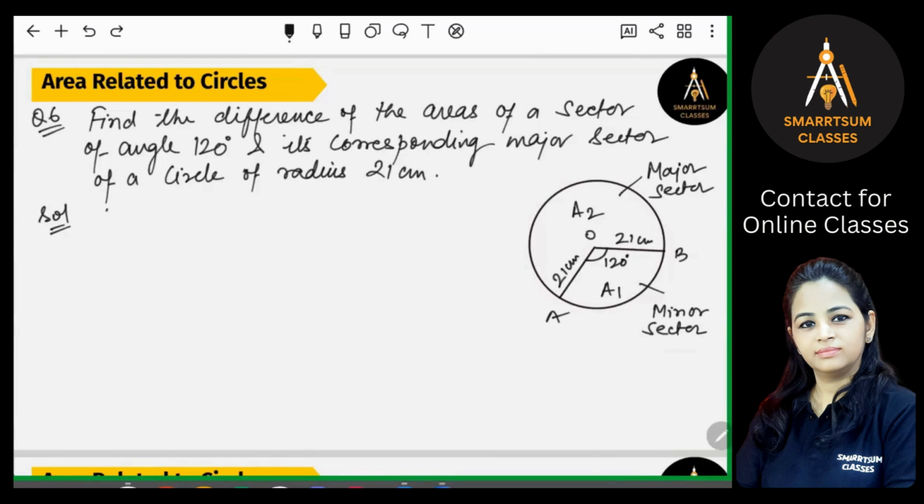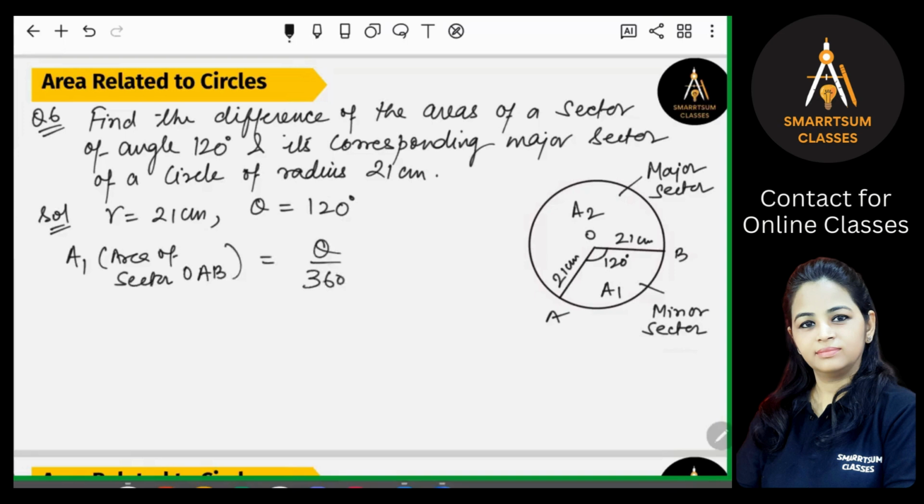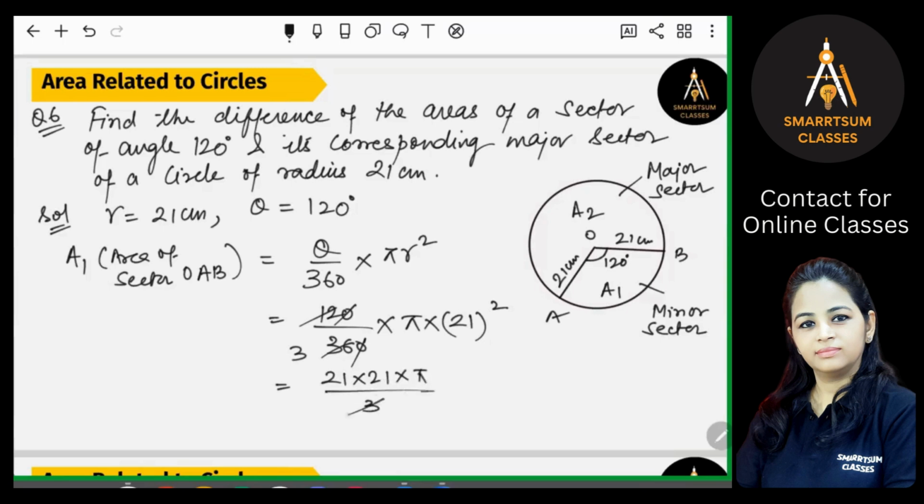First, write down what is given. So R is equal to 21 centimeters, and theta is 120 degree, right? Now suppose A1 is the area of the sector OAB. This is equal to theta upon 360 degree into pi r square. Now you can put the values here. Theta is 120 degree upon 360 into pi into r square. R is 21, 21 square. Is it clear? So this is 21 into 21 into pi upon 3, that is 7. So this is equal to 147 pi centimeter square. So in this way, we have got A1.